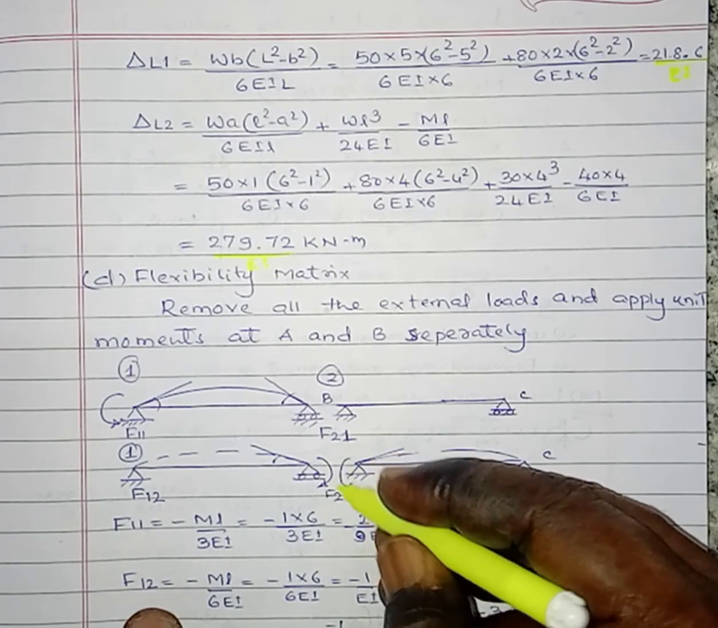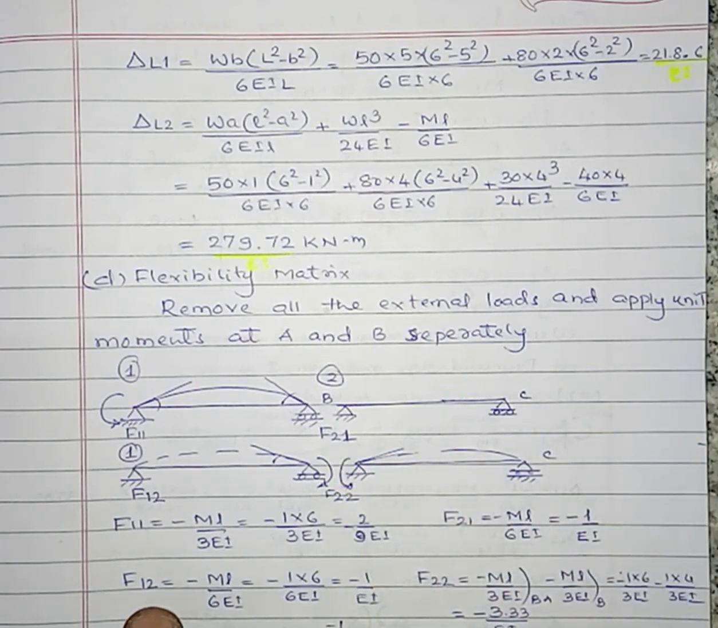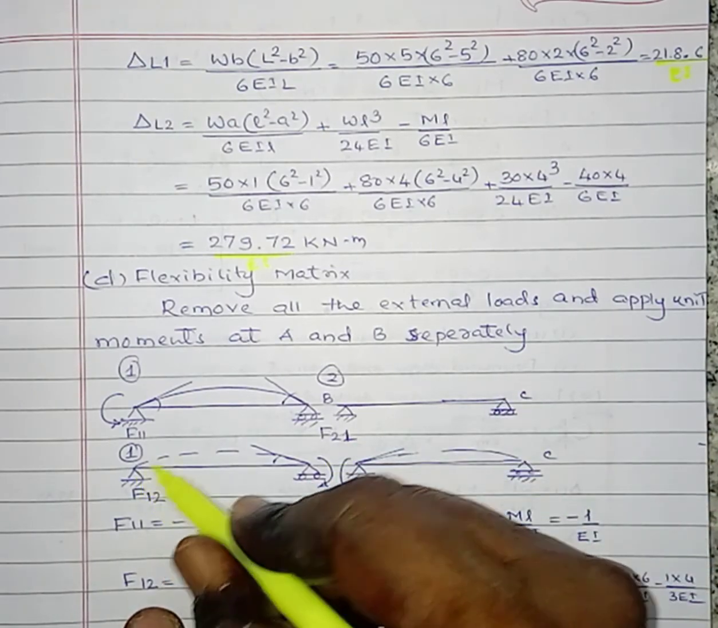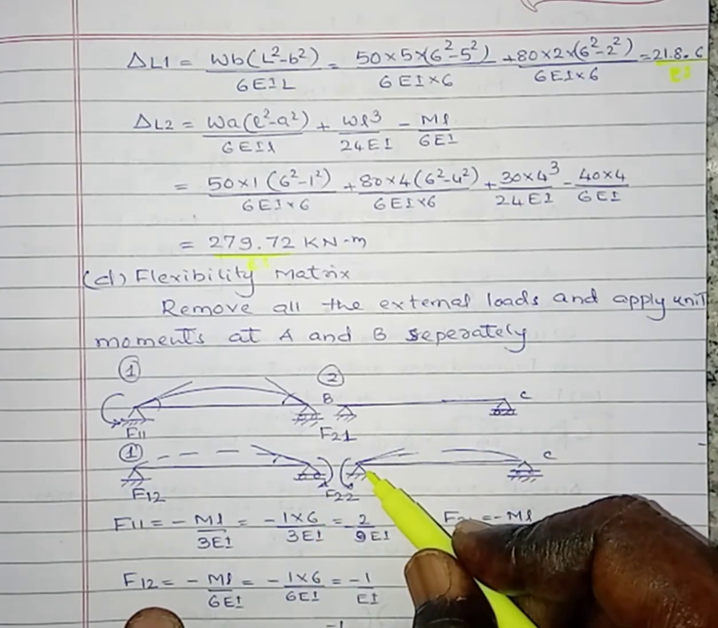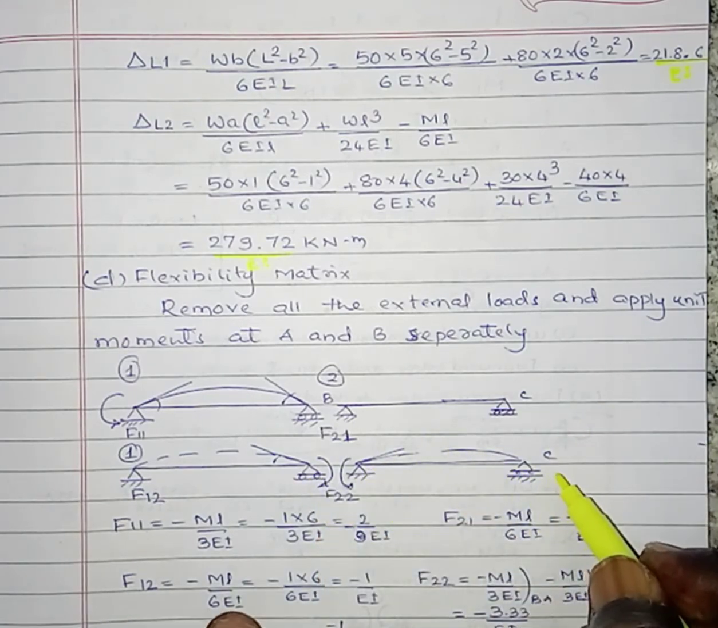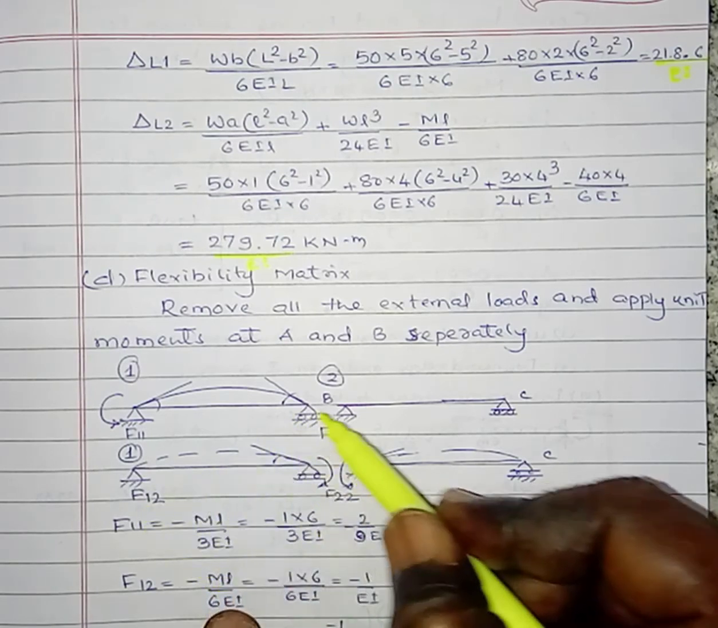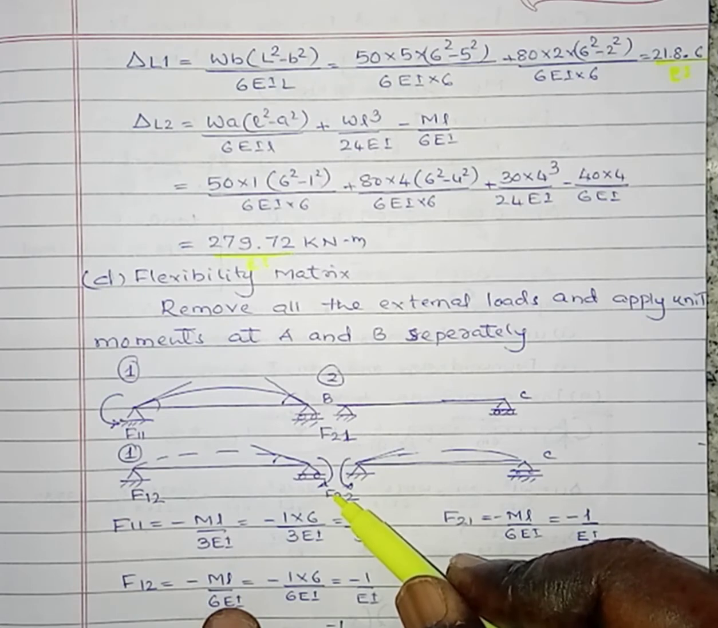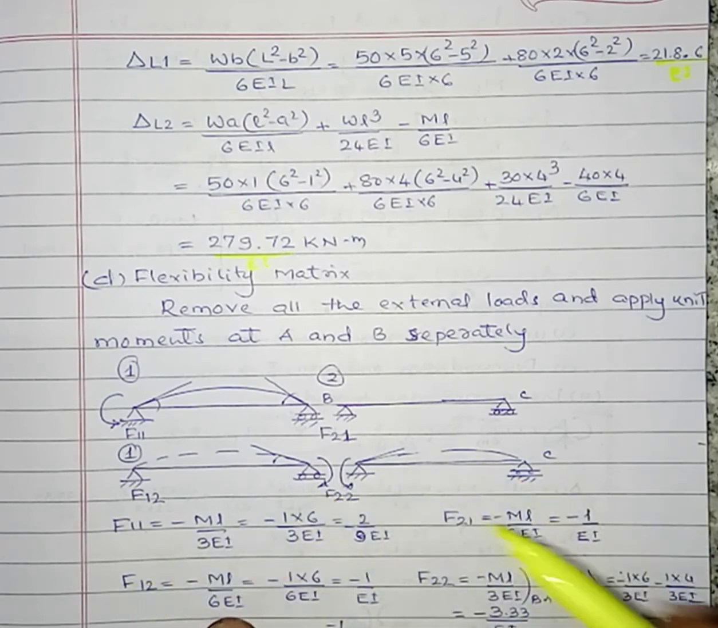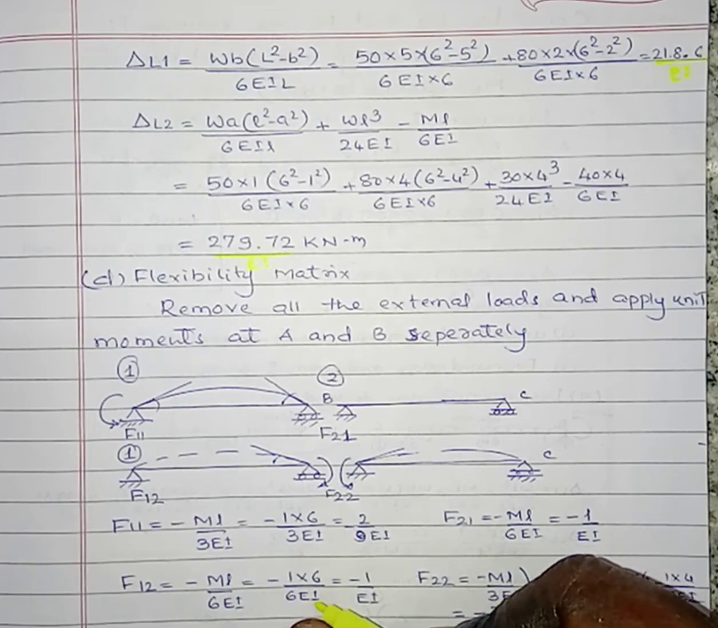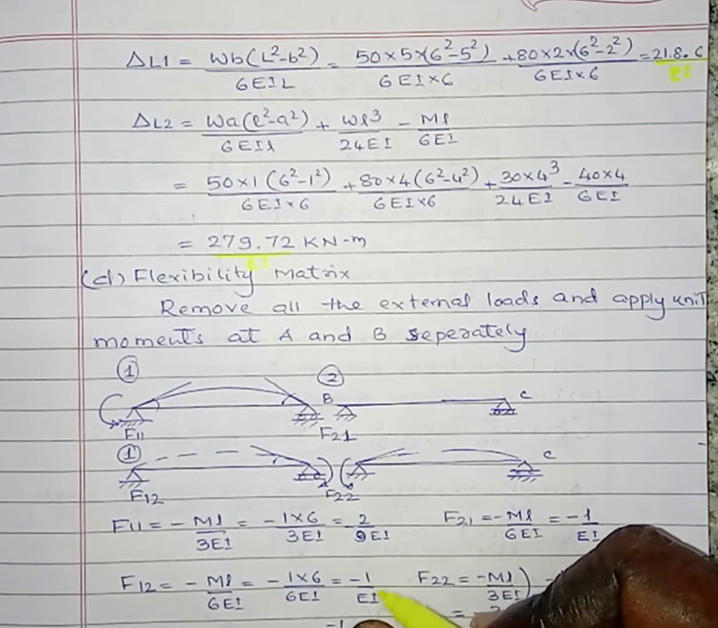Now we can apply a unit moment at 2. Due to this unit moment, the span AB will undergo deformation like this, and similarly span BC will undergo deformation like this. Here the displacement at 1 due to the unit hogging moment applied at 2 is F12, which is given by minus ml by 6EI, that is minus 1 into 6 divided by 6EI, which equals minus 1 over EI.